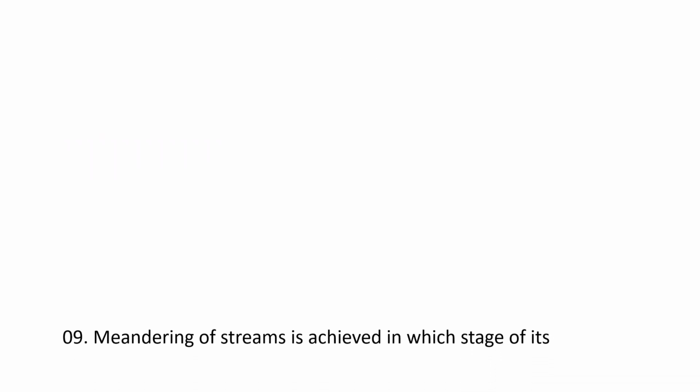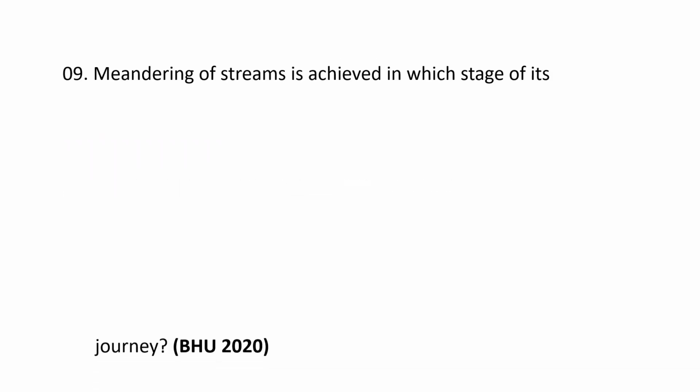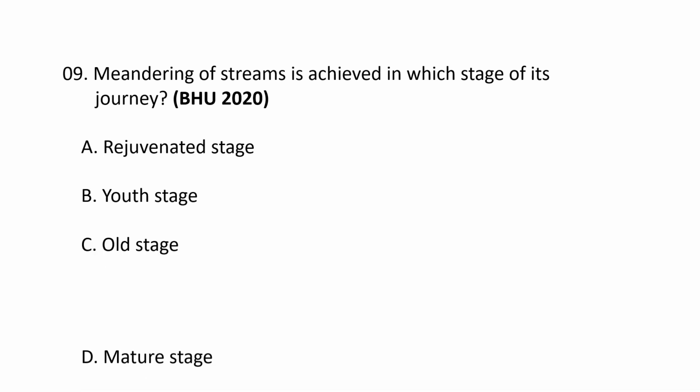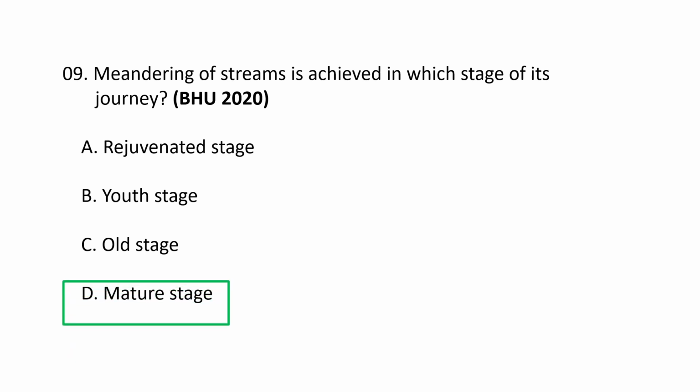Next question. Meandering of streams is achieved in which stage of its journey? A. Rejuvenated stage. B. Youth stage. C. Old stage. And D. Mature stage. Meandering of streams is achieved in mature stage. In this stage, the river has developed a gentler slope and begins to erode its banks, creating curves and bends as it moves across the landscape.